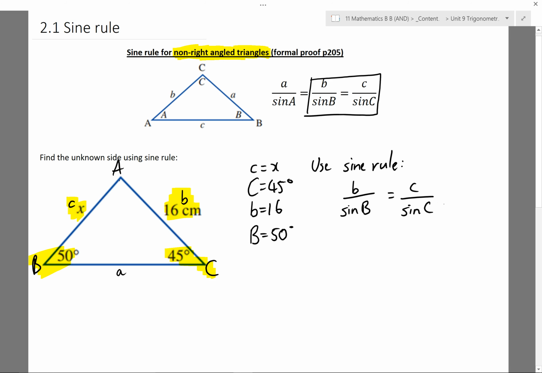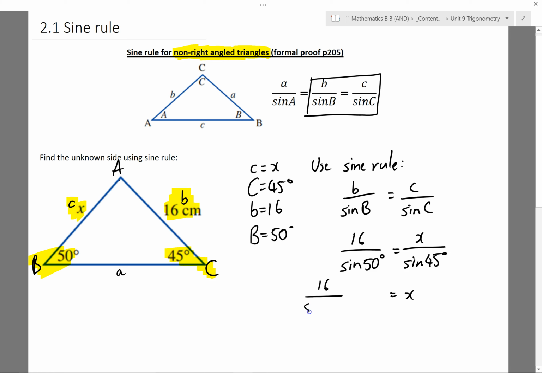Write my rule, then substitute in the values that I know or I'm trying to find. I know that B is 16. I got sine of 50 degrees equals my unknown x on sine 45. Okay, so same process as always. Write the rule, substitute in values, and then solve. To get x by itself, we need to multiply by sine 45.